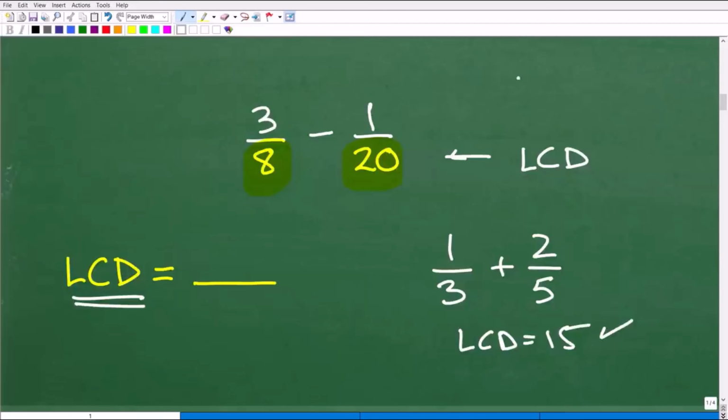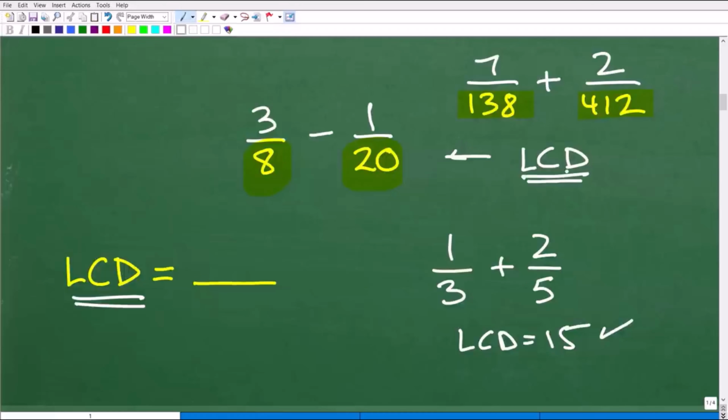However, if I gave you a problem like this, 7 over 138 plus 2 over, I don't know, 412, okay, with these denominators, this becomes much, much more difficult to find the LCD. So you need to think about how do you actually calculate the LCD. It's very, very important that you understand it's not only for arithmetic, but for algebra as well. But anyways, let's go ahead and just see if you can get the LCD, and let's talk about that right now.